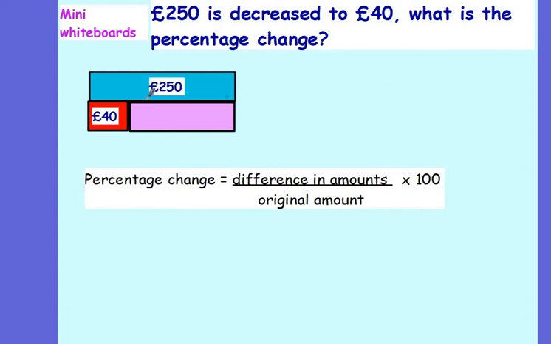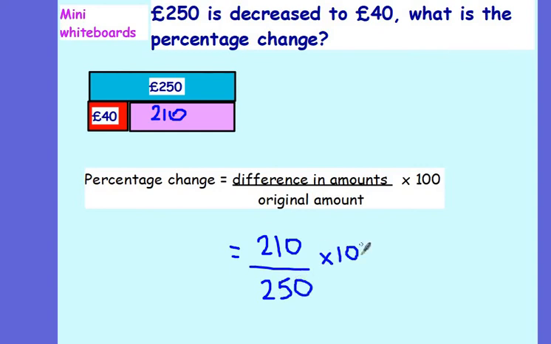Right, Isabel, you're going to fill in the gap on my bar model this time. What is the difference in amounts going to be this time? 210, very wise. So our percentage change is 210 divided by our original amount, which is 250, times 100, which gives me what, George? 84%. Brilliant.